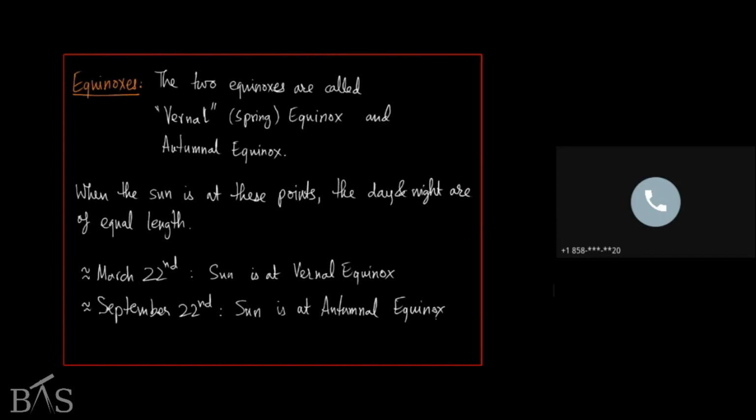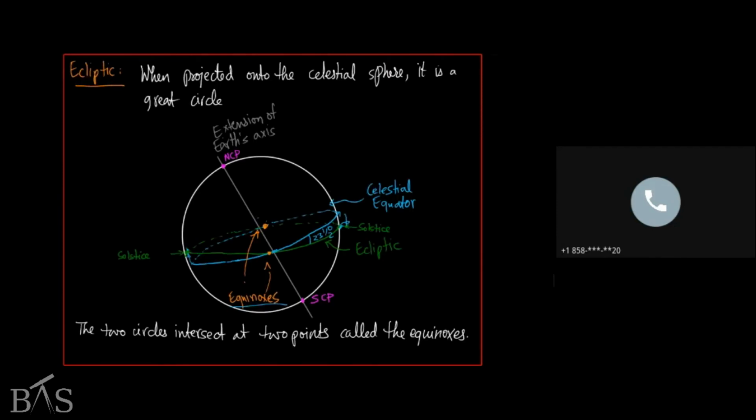Like I said earlier, one of them is called the vernal equinox, and the other is autumnal equinox. And when the sun is at these points, the day and night are equal length. Now, why are the day and night the equal length? Let me see if I can make a quick explanation of that. I won't explain it very well because this is kind of off topic for me now.